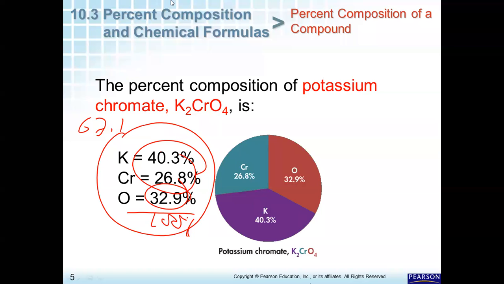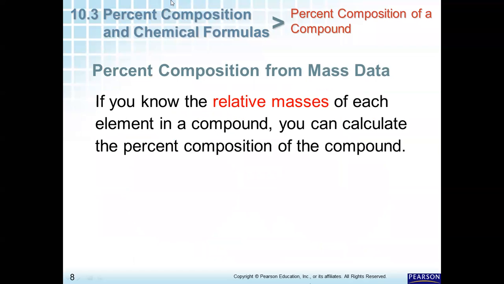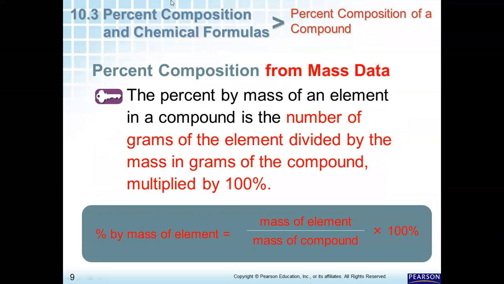This is a good example. And we may have another one, which is potassium dichromate, for example, where we have K2Cr2O7. Also, you can see that the chromium percentage has changed from this one to that. Okay, that's the meaning of percent composition to start with. How to calculate that? This is the way to do it.